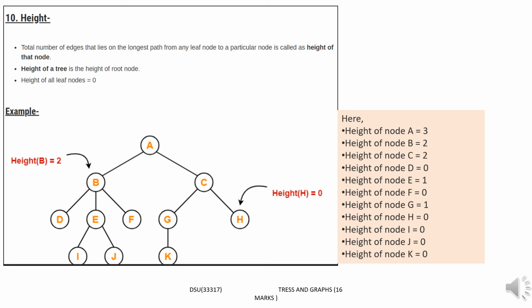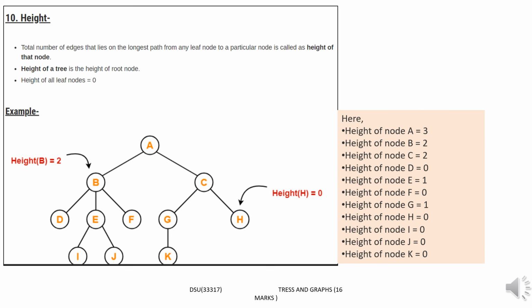See here, the height of B is 2, the height of A is 3, the height of C is 2, the height of D is 0, the height of E is 1, meaning the longest path. The height of F is 0, the height of G is 1, the height of H is 0, and the height of I, J, K is 0.